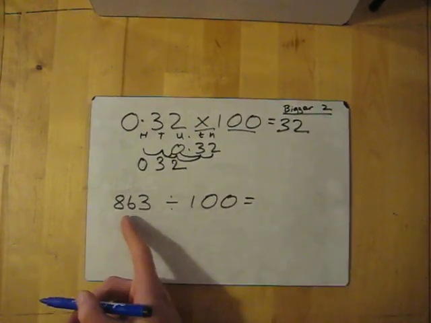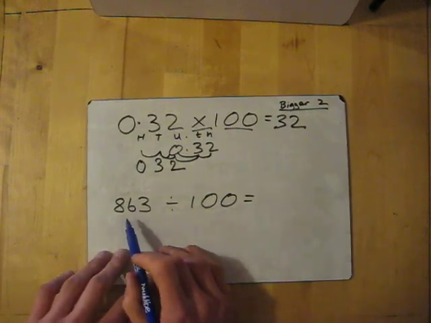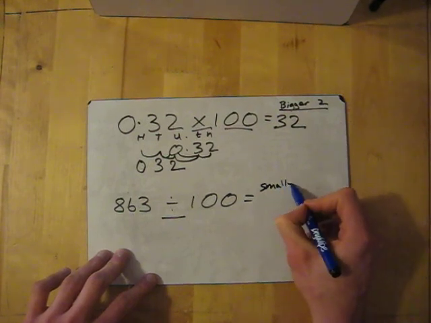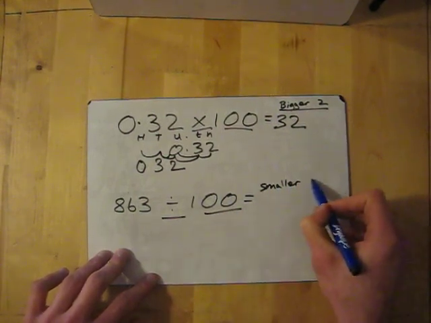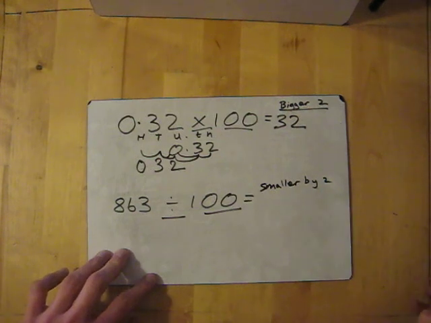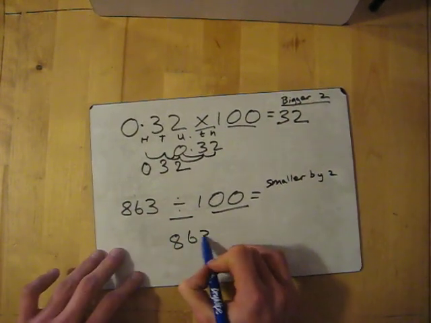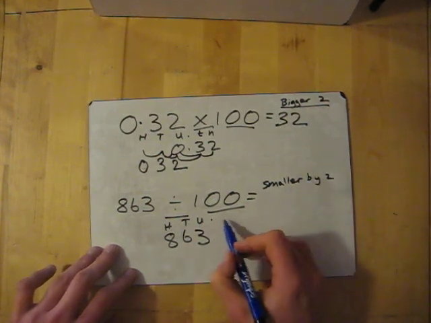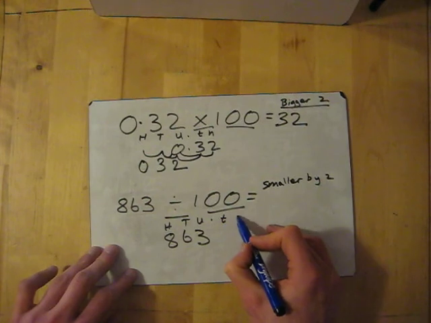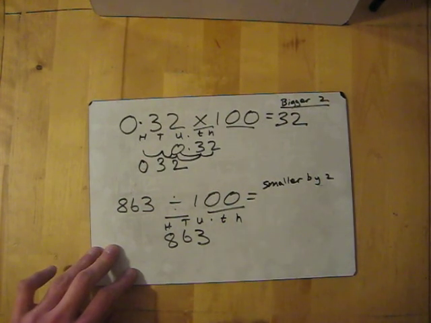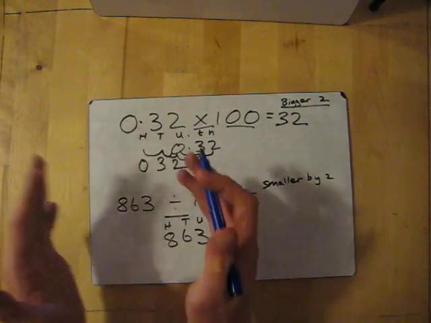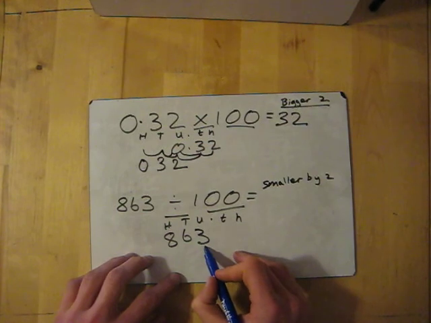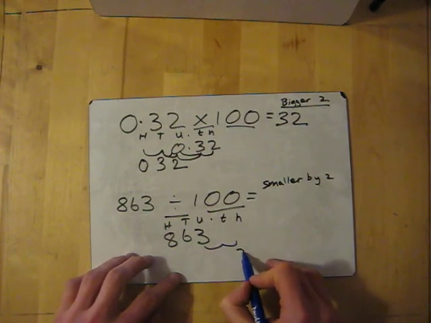Now 863 divided by 100. So bigger or smaller? So we know smaller. How many places? It's got 2 zeros, so smaller by 2. So write 863. So we've got our hundreds, tens, units. We know it's getting smaller, so I'll need to write in 2 extra places below here. Tenths and hundredths. Okay, so everything stays together and we move it down 2. So the 3 moves down 2. So 1, 2. So 3 will end up here.